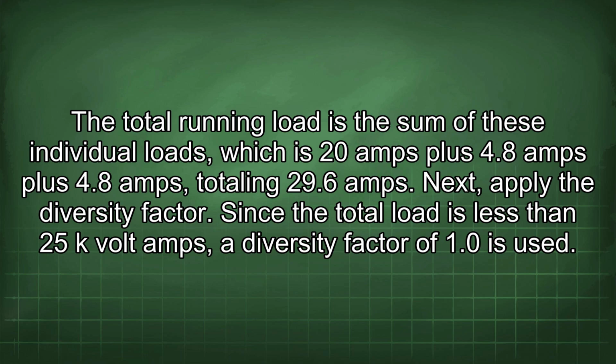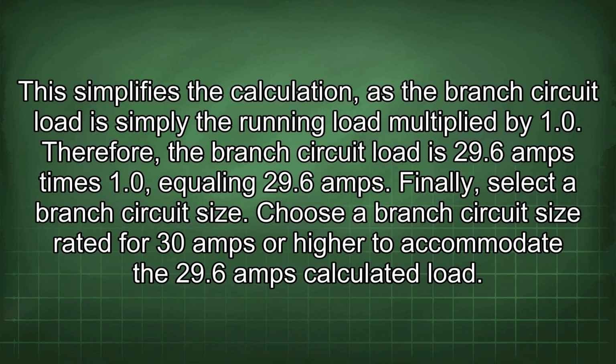Next, apply the diversity factor. Since the total load is less than 25 kVA, a diversity factor of 1.0 is used. This simplifies the calculation, as the branch circuit load is simply the running load multiplied by 1.0. Therefore, the branch circuit load is 29.6 amps times 1.0, equaling 29.6 amps. Finally, select a branch circuit size. Choose a branch circuit size rated for 30 amps or higher to accommodate the 29.6 amps calculated load.